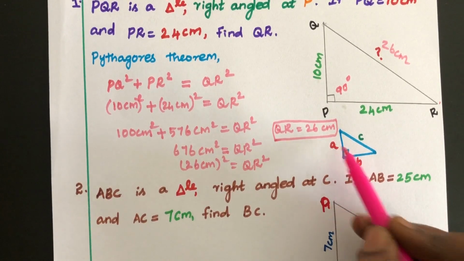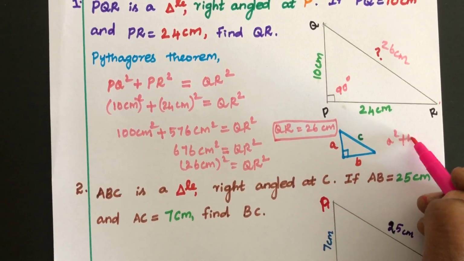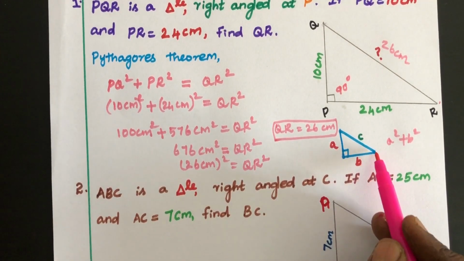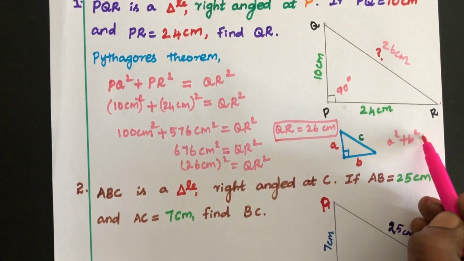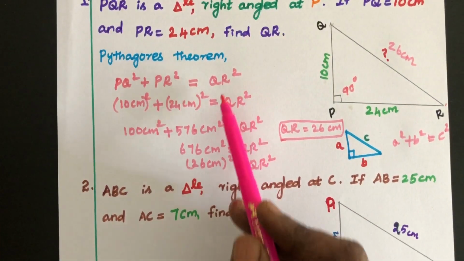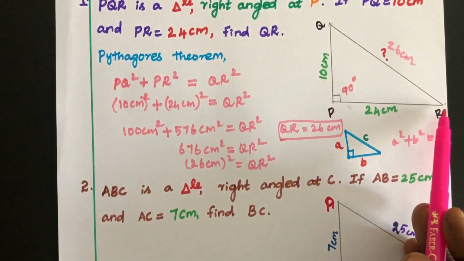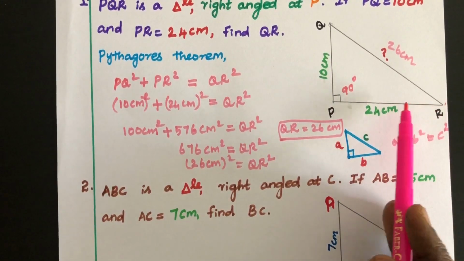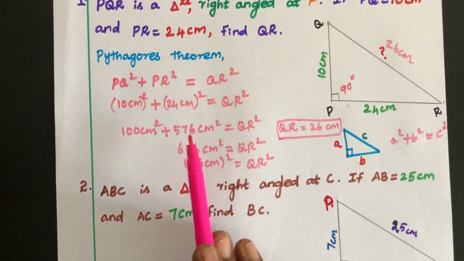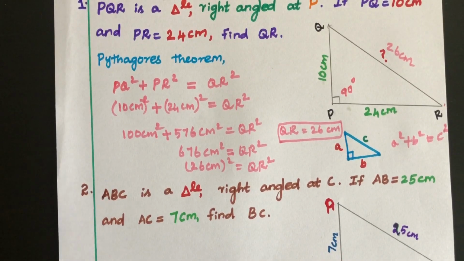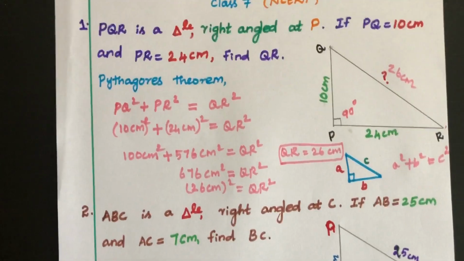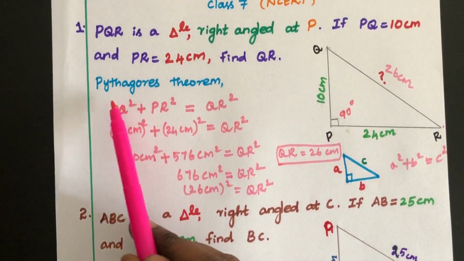Pythagoras theorem is A square plus B square equals C square. These are lengths. A is the length of this side, B is the length of this side, and C is the length of the hypotenuse. So keep it in mind. What is the Pythagoras theorem? Just apply this and find the value of the sides. Whatever sides they have asked, you can easily find out using the Pythagoras theorem. Pythagoras theorem holds only for a right angled triangle, not for all the other types of triangles. If it is a right angled triangle, you can apply the Pythagoras theorem.